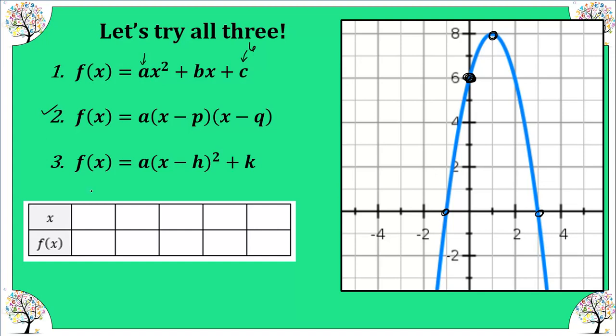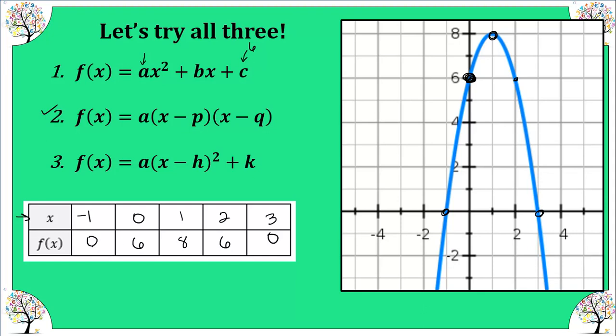So let's see, we have -1, 0. The next consecutive, again, we're going from left to right, writing the points along our quadratic. We have 0, 6, then we have 1, 8, the vertex, and then we have 2, 6, and then we have our other root, and that is 3, 0. So you can see our x values are consecutive.